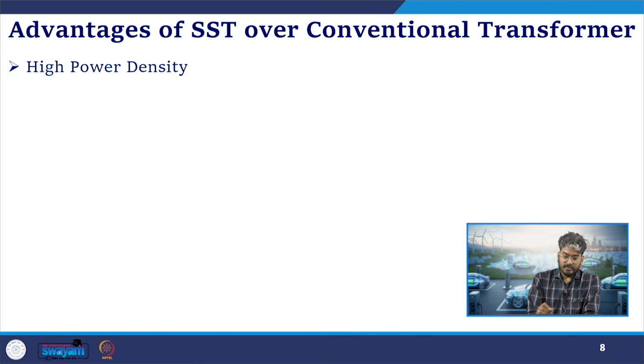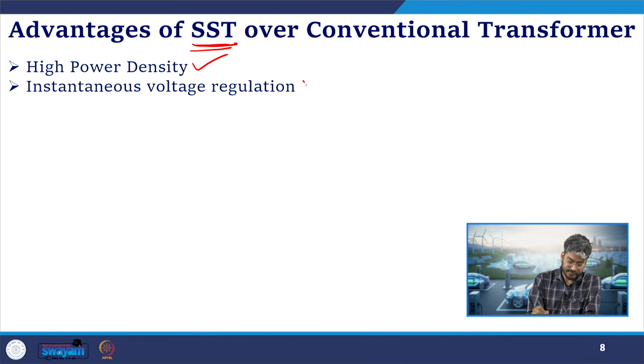Okay. Now, the advantages of the SST, the new technology which we are developing or using recently. First, high power density. What is the meaning of that? For a given power rating, the volume of the SST will be less compared to the conventional transformer. Instantaneous voltage regulation. We have understood that if the input voltage changes, the output voltage of the conventional transformer will automatically change, whereas in this case I can regulate it by using the controller present with the SST.